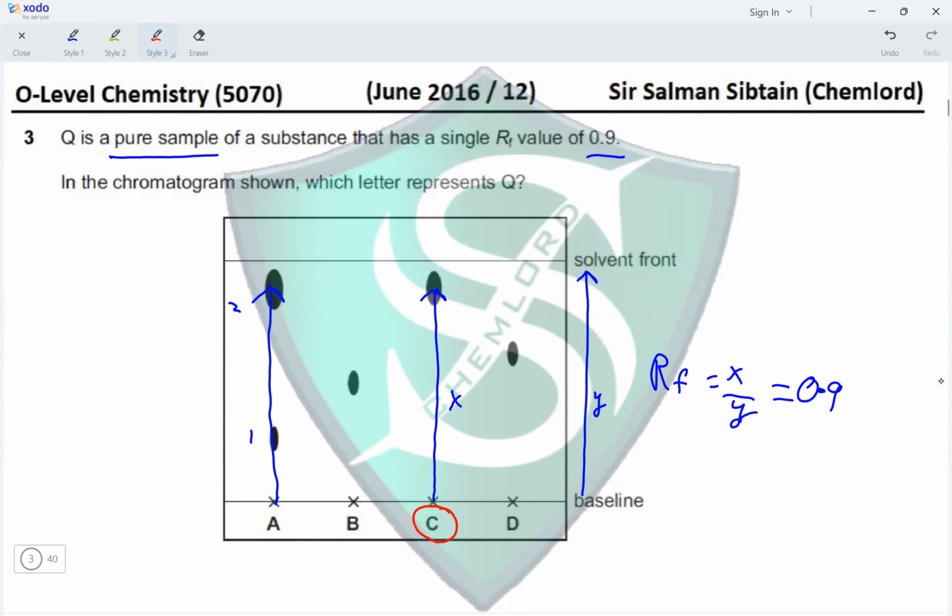We did not consider B and D because in B and D, the samples are pure, but they do not travel a greater distance to actually have an RF value of 0.9. The greater the RF value, the greater the distance traveled by the solute.